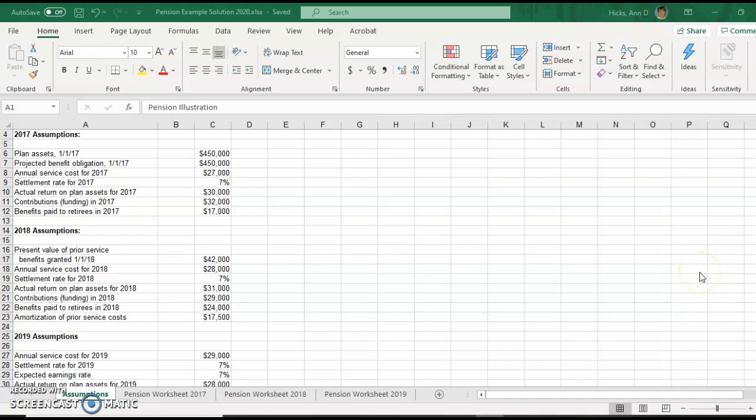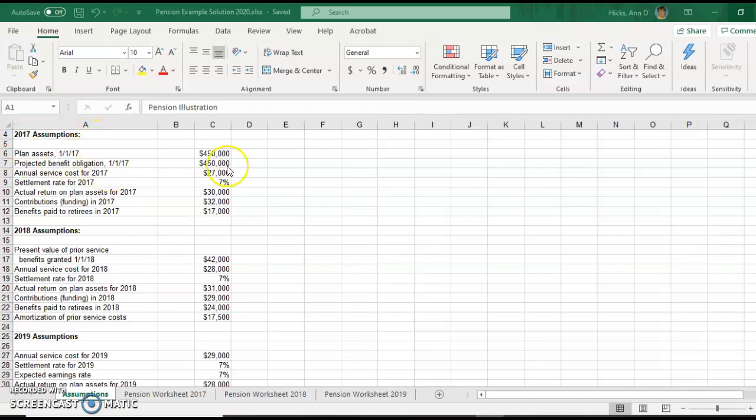Okay, so I want to walk us through the accounting for a defined benefit plan. I will probably break this down into 2 or 3 smaller videos, and when I put them out on Canvas, I'll indicate what order they should be watched. Let's walk through the assumptions first.